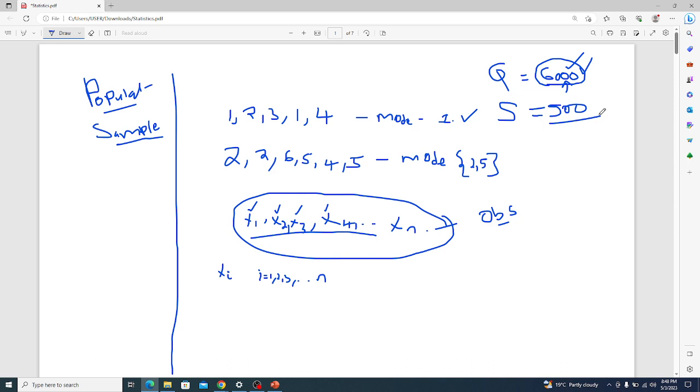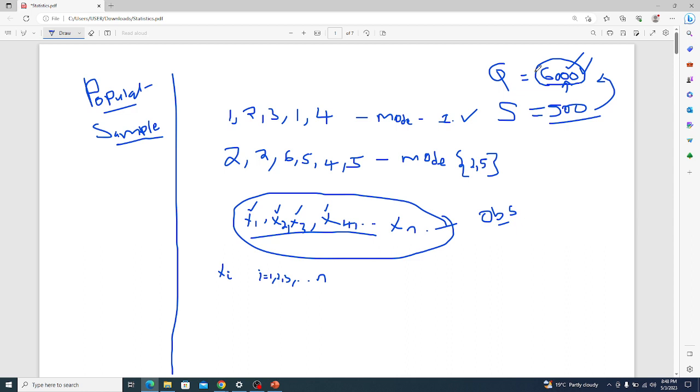So 500 people will be what? A sample size, or like a sample data which will explain about what? About the population, it will explain about the population. Good. Now I hope that is clear.